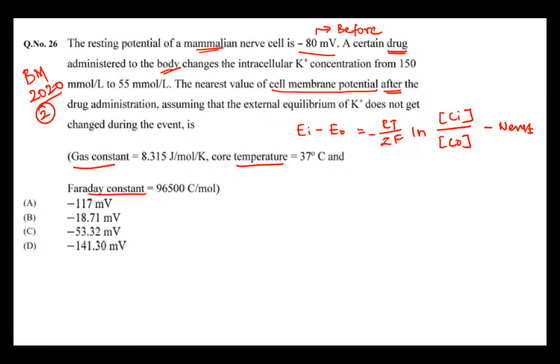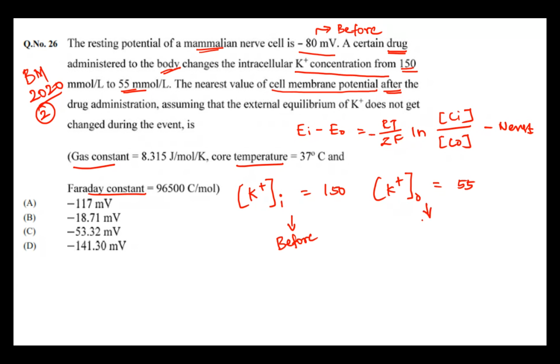And they have given that your body changes the intracellular K plus concentration from 150 millimoles per liter to 55 millimoles per deciliter after administering the drug. I'll write it here: potassium intracellular changes, first we have 150, and then potassium outside, if it is transported to the outside, it is 55. So this is before, this is after, and they say that K plus doesn't change.